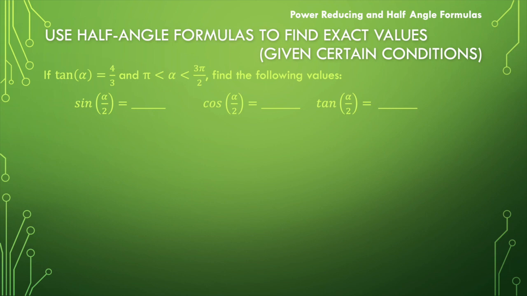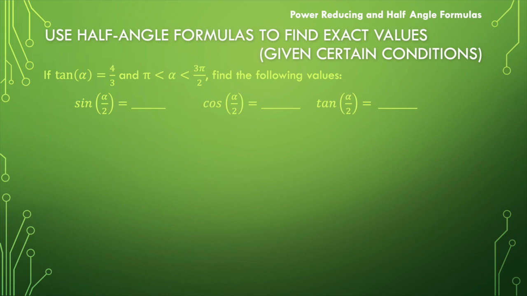Consider, if you will, this situation. We know that the tangent of alpha is 4/3, and alpha lies somewhere between pi and 3 pi over 2. We are interested in the following values: the sine of alpha over 2, the cosine of alpha over 2, and the tangent of alpha over 2.